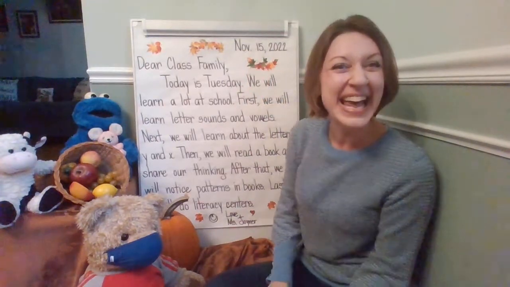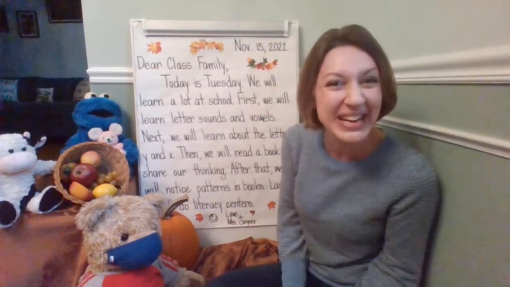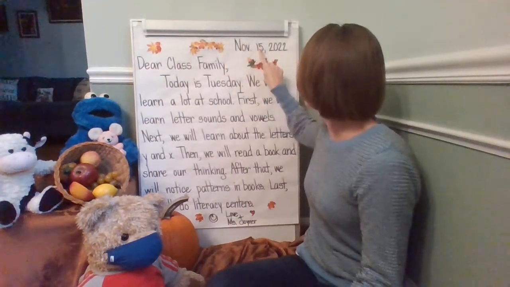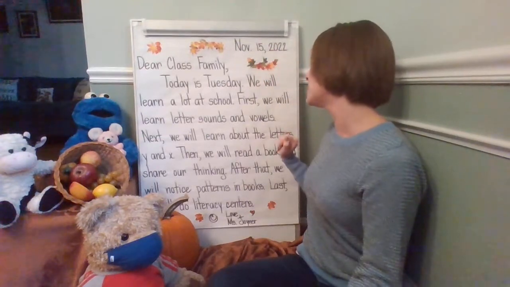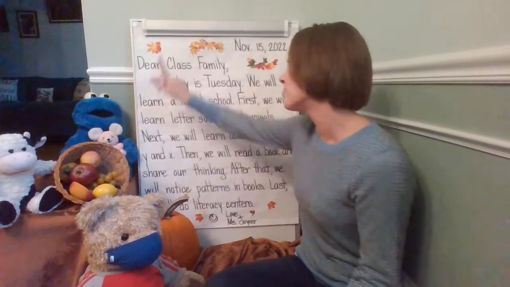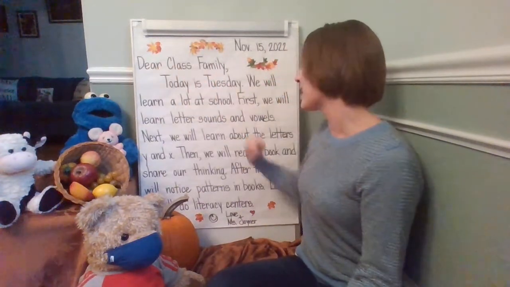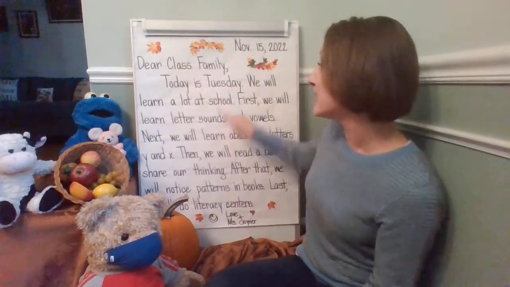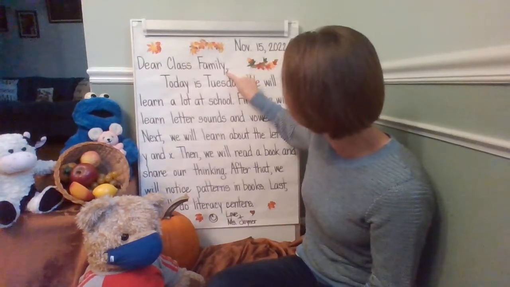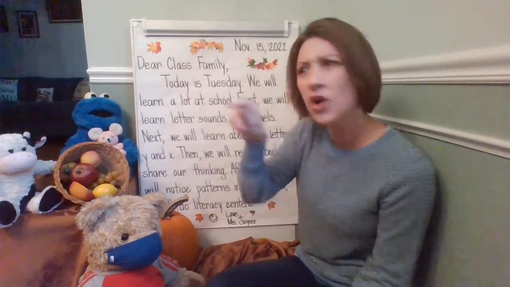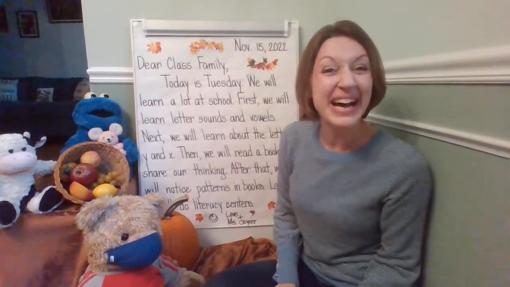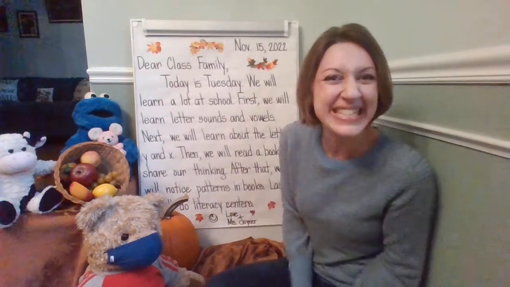Let's go ahead and continue rereading, starting with the date. November 15th, 2022. After the date, let's reread the greeting. Dear class family. After the greeting, I noticed a special punctuation mark. It starts on the line and has a little curve. What is that called? It is a comma. If you remembered that, great job.